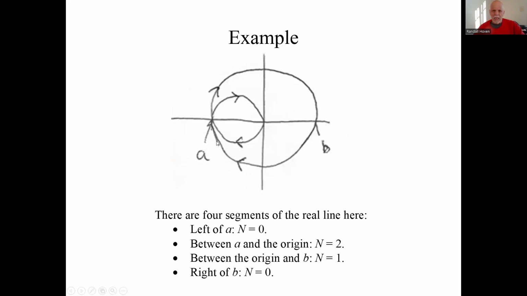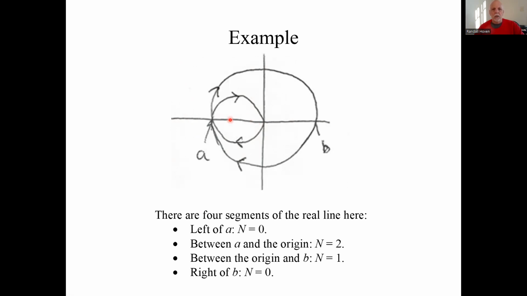Okay, so how do we determine that N? If you look at this theoretical plot, there are 4 different sections of it if you go from left to right on the real line: to the left of A, between A and the origin, between the origin and B, and to the right of B. To the left of A, there is no Nyquist loop. Pick a point here, it's not surrounded by any loops, so N is 0.